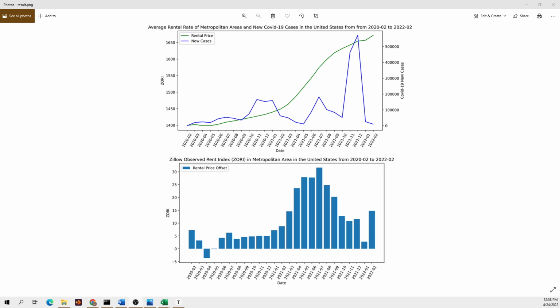Okay, so here is my homework. Implement the final chart. I want to investigate the relationship between the COVID-19 pandemic and the rental rate of metropolitan areas in the United States.